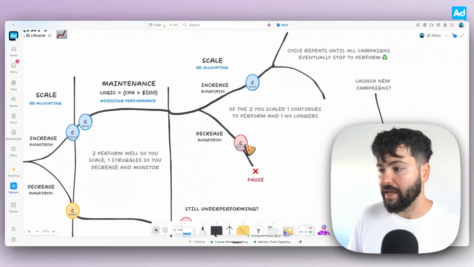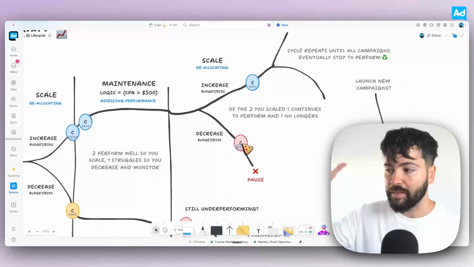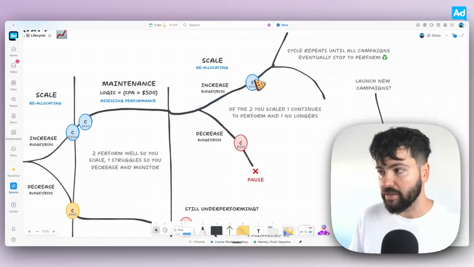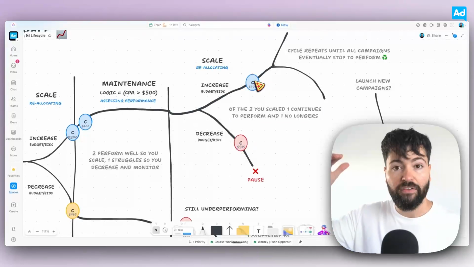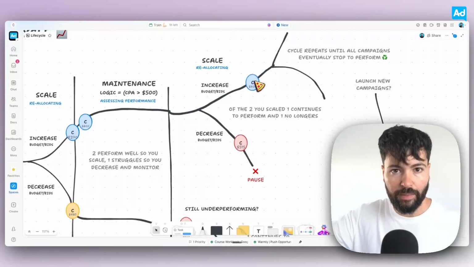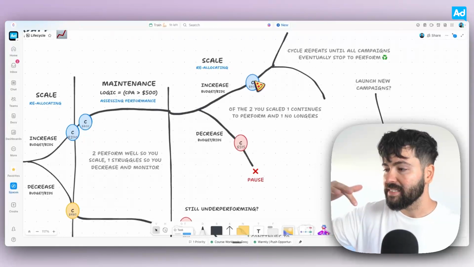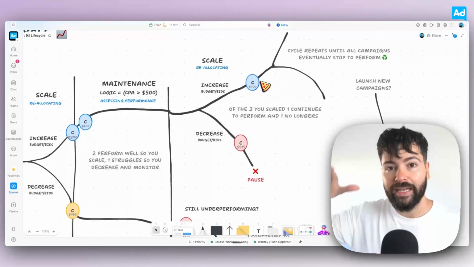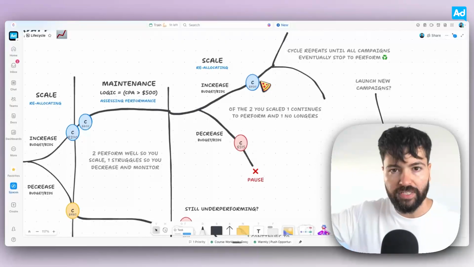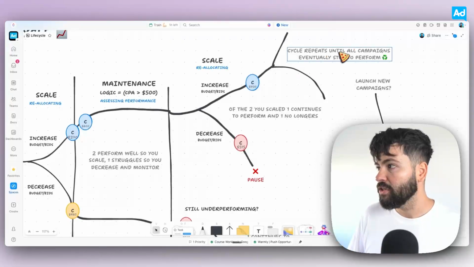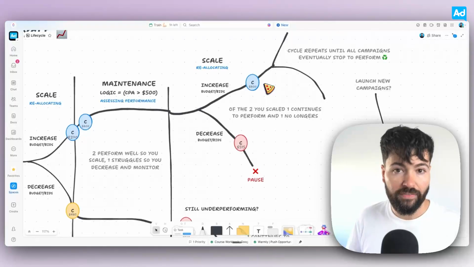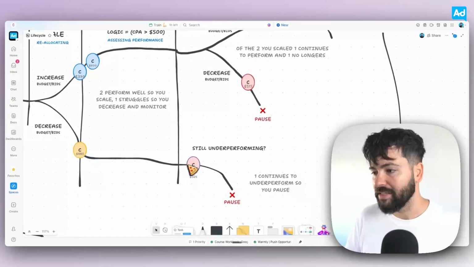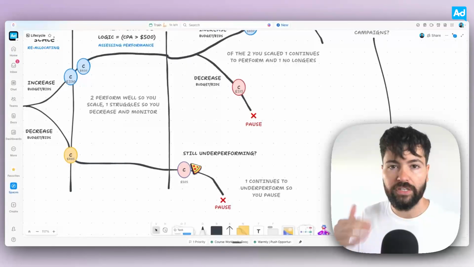So in this case, that one campaign, the CPA crept up to $515. So we're going to go ahead and pause that. The other one that's doing really well, we're going to scale that further because it's still at $400, which is less than $500, which is acceptable for me. So basically now this $400 campaign would then enter yet again another maintenance phase and then another scale phase until eventually all campaigns stop performing, because eventually all campaigns do stop performing. And for this one campaign over here, it just continued to underperform. So we just killed it.